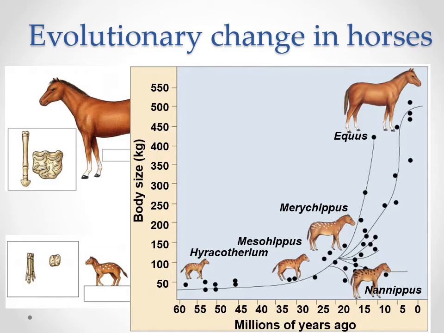We can see the evolutionary change in horses. If we look right over here, we see this animal, Hyracotherium, had four toes, and it didn't have fused metatarsals and tarsals. And if we look at its tooth, the tooth didn't have the edges that our modern horse has.